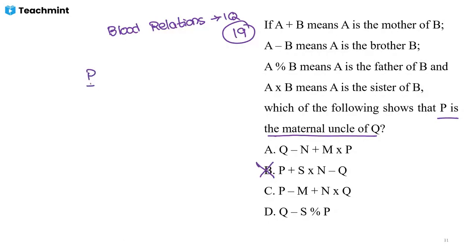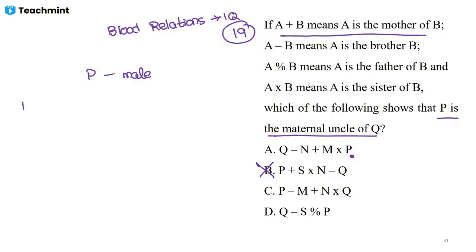Here P plus S means P is mother of S. P is female, not acceptable. When P is at the ending also, in some cases we cannot decide the gender. Hold on to that. Whenever P is at the ending, P is uncle, I require P to be male gender.